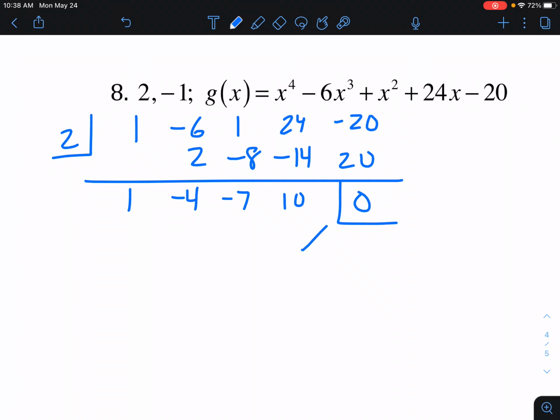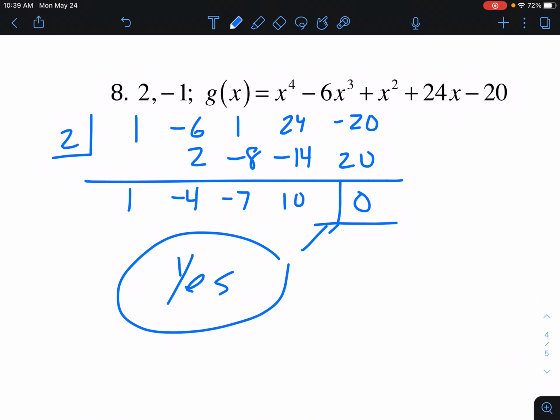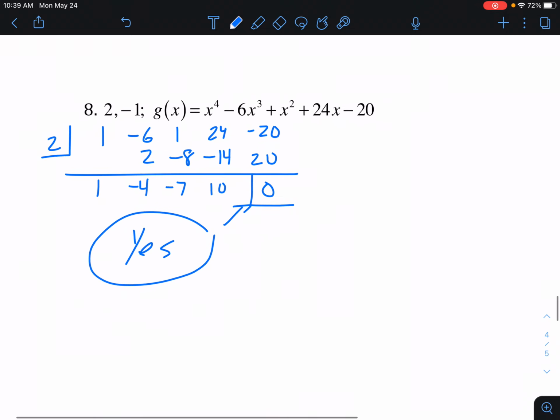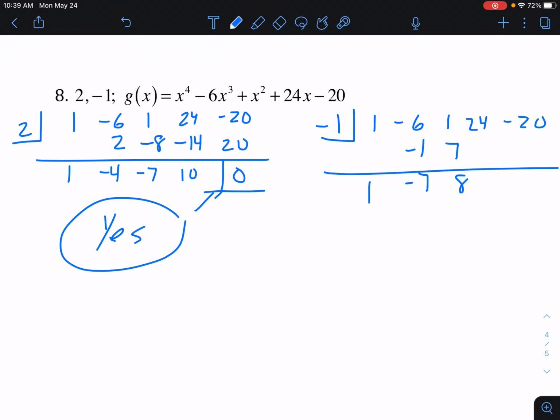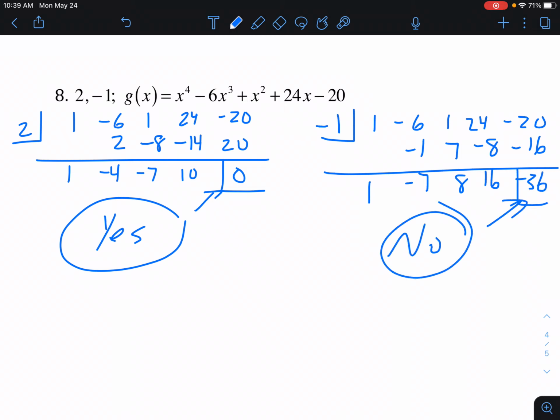We have a remainder of 0, so we're going to say yes. 2 is a 0 of the polynomial. Now we're going to test negative 1. First number drops, then multiply negative 1 times 1, add, multiply, add, multiply, add, multiply, add. All right, we got a remainder here, so it's not 0, so we're going to put no.